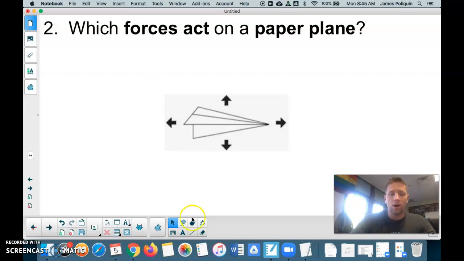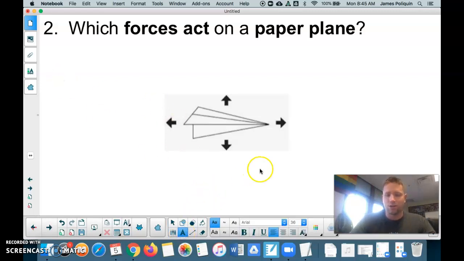So what are the forces? Let's start with our horizontal forces. Horizontal forces are left and right. Just like the horizon: when the sun comes up over the horizon of the earth, it doesn't come up from the side, it comes up from the bottom. So it comes over the horizon. Horizon is horizontal.